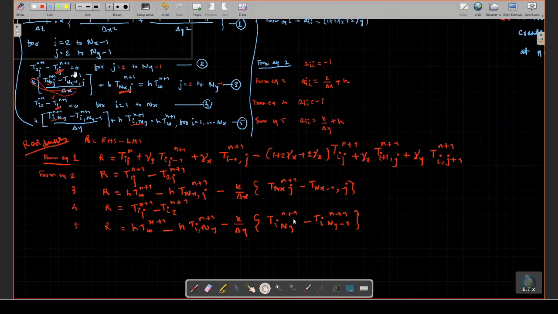Always see that whatever right hand side is there, you just keep on putting the left hand side as the negative of that.